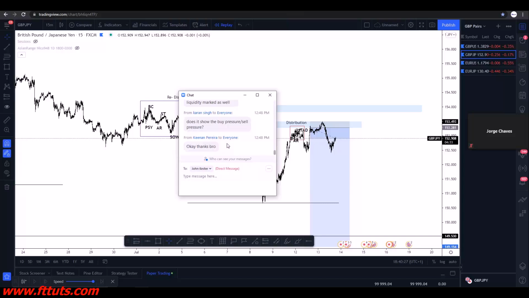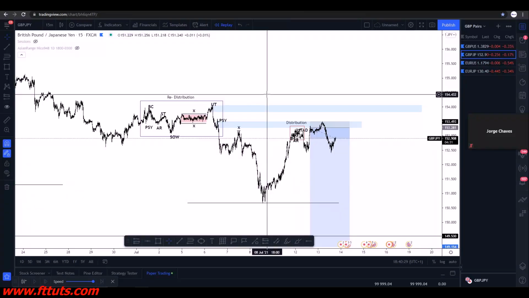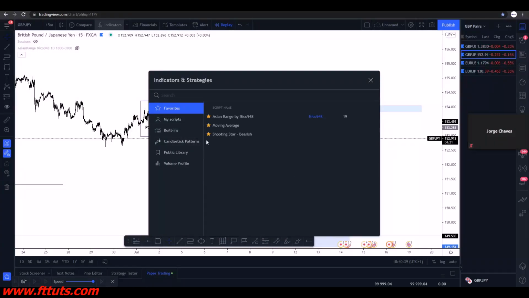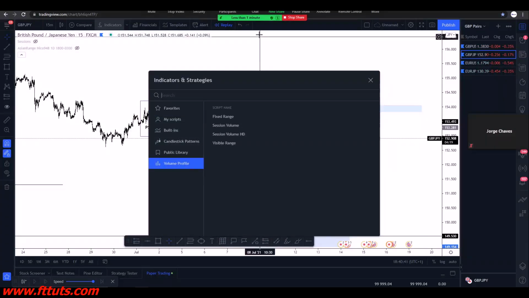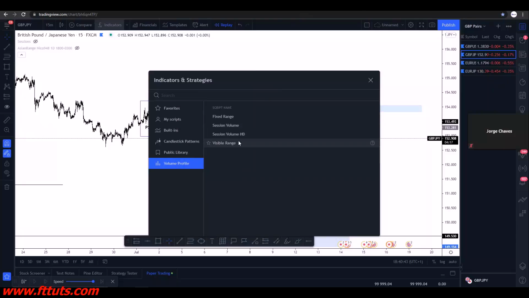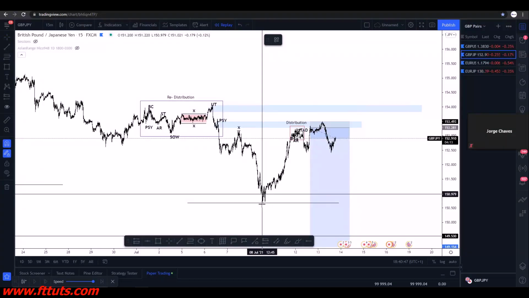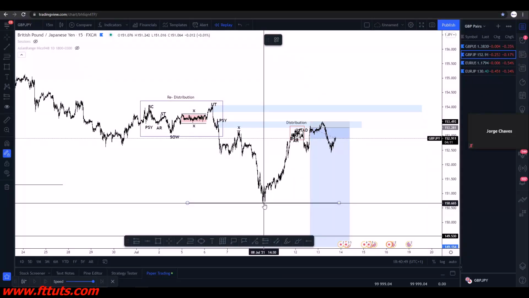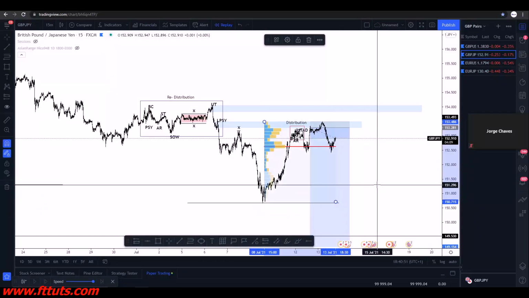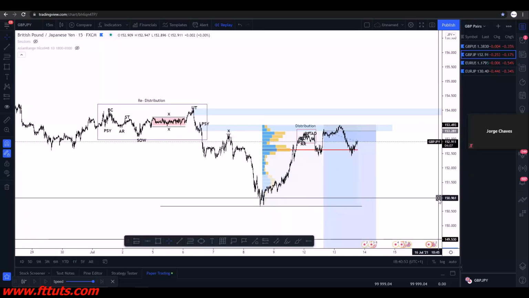Does it show the buy pressure and sell pressure? It just shows where the most amount of positions are, where the most orders are gathered. From my own research, that's what I've acquired. So for example, if I take the indicator right here, I go to volume profile, and I get fixed range or whatever, and I run it from this low up to this high, all it'll tell me is where the most orders are gathered right now.